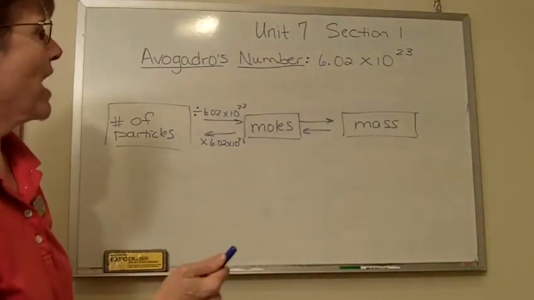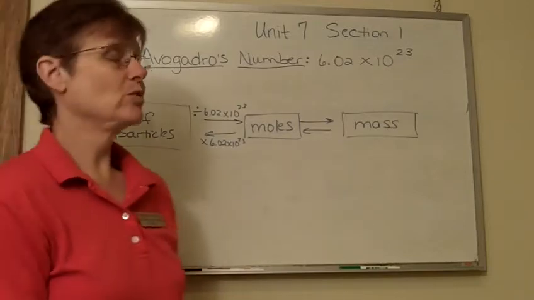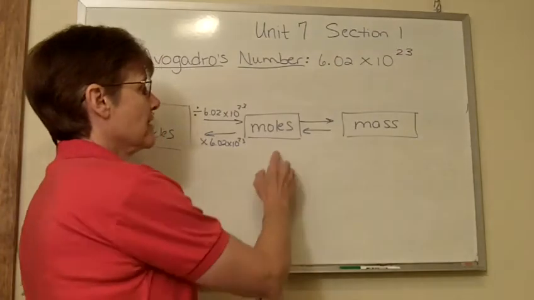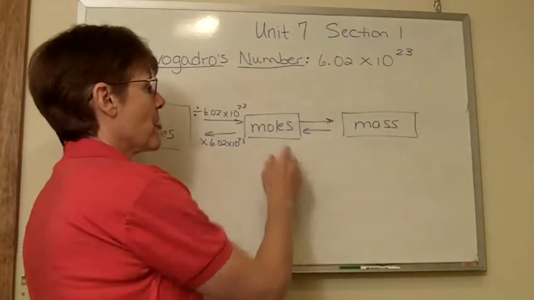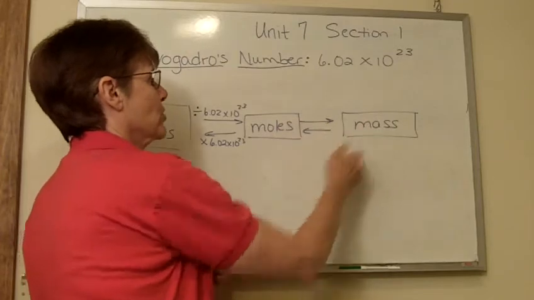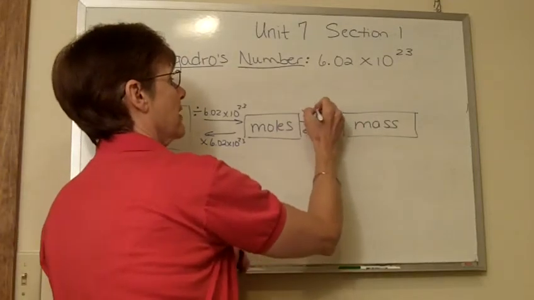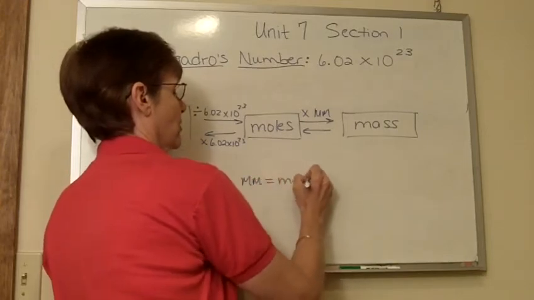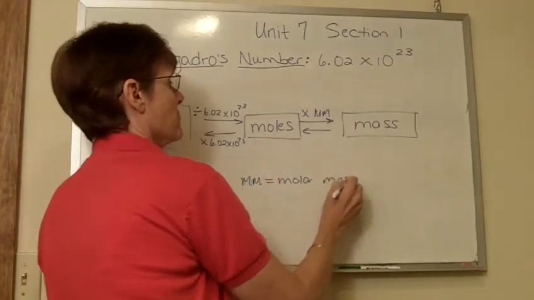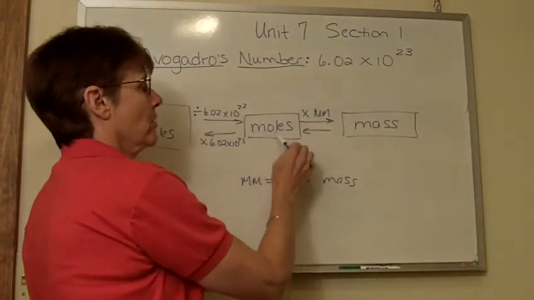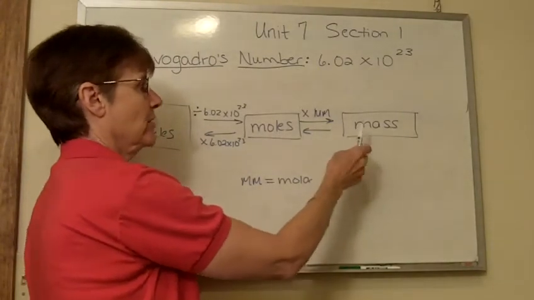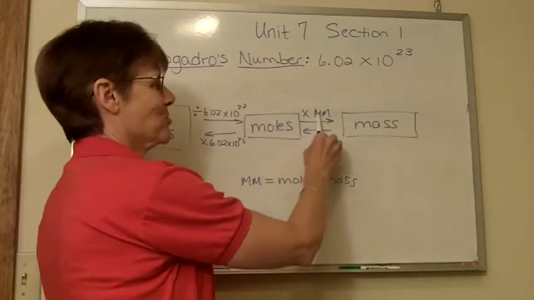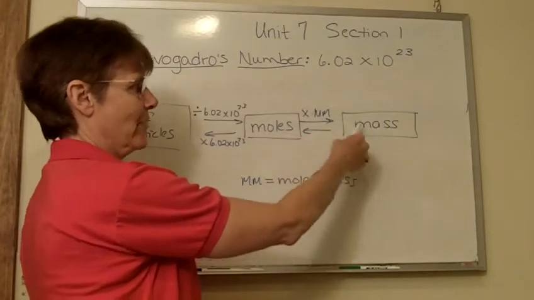Now between moles and mass, we have to use the molar mass, which we talked about just a minute ago. The molar mass is the amount of mass in 1 mole. So if we're trying to get from moles to mass, we would multiply by, I'm just going to write mm, and we'll say down here mm is equal to molar mass. If we have 1 mole, then the mass is simply the molar mass, right? It's the mass of 1 mole.